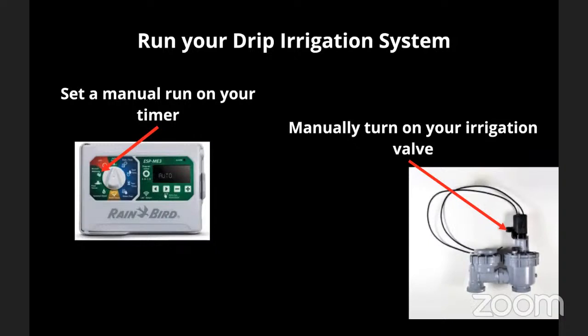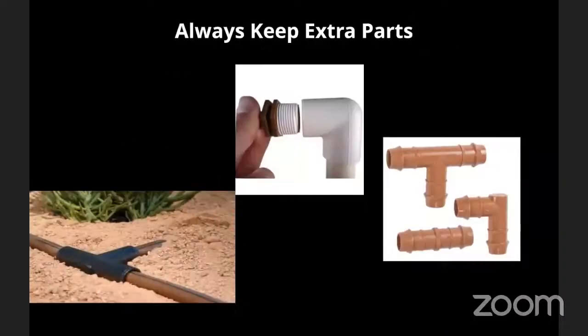Or like we talked about with valves earlier, you can manually turn on your irrigation at the valve. Although between the two, the timer is the better way to do it, because then you're not messing with anything at the valve. And then so always keep those extra parts. So if you do have a little tear, this is the part you need. You just cleanly cut it and push that pipe back together on each side.